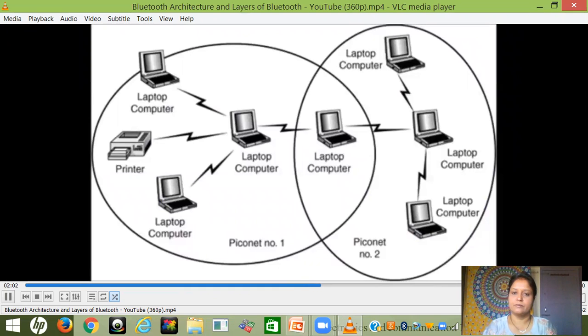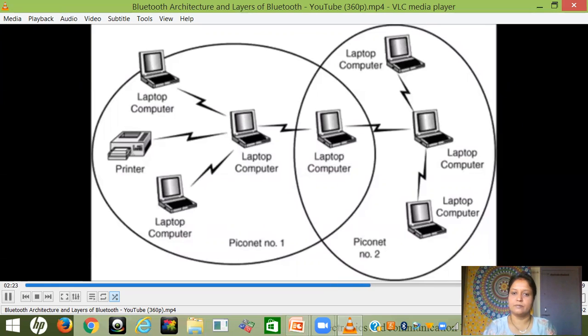Scatternets. Many Piconets may exist simultaneously in a given area and they may even overlap each other. A scatternet is obtained by combining Piconets as shown in the figure. The figure shows a scatternet consisting of 2 Piconets. A slave in the first Piconet can act as a master in the second Piconet.